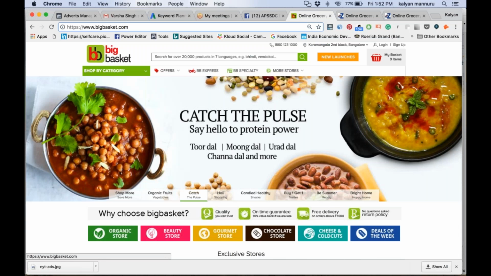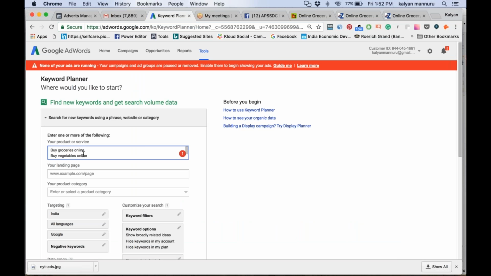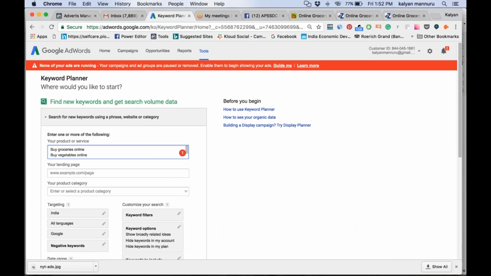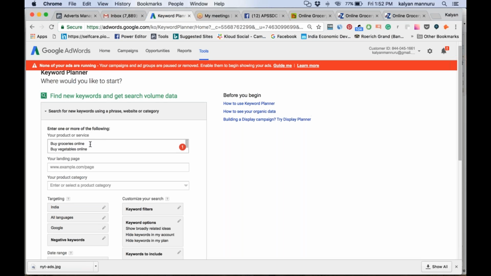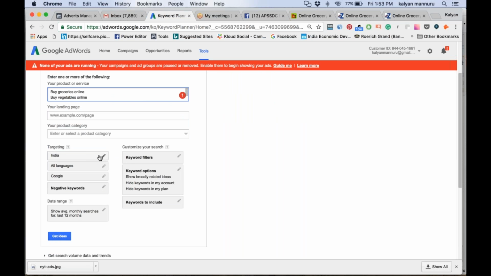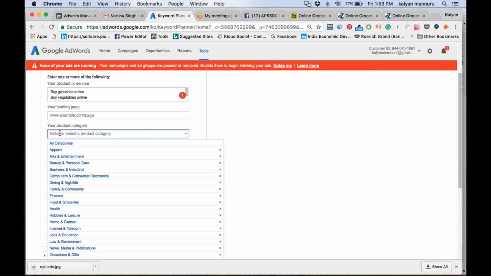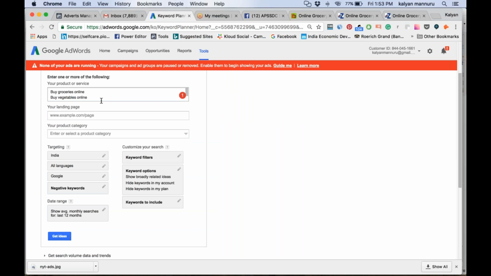Now let's get back to the keyword planner. As I selected, these are the four: vegetables, rice, fruits, and meat are my four main categories. I'm also including buy groceries online because that is my core industry, that is my business idea. Now I'm selecting all over India as a target. As I said, do not give any landing page, do not give any product category. It's my personal choice. For you, you can always give your competitor page. I'm going to show you what happens if you give your competitor page here right after this.